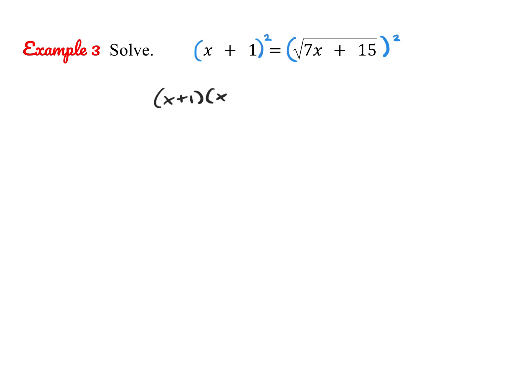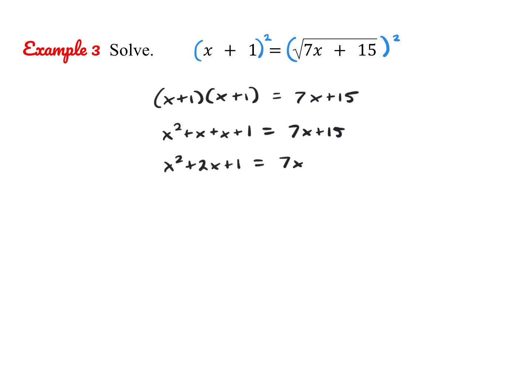Remember, x plus 1 squared, we cannot distribute an exponent to a sum or difference. We have to FOIL out this binomial. So this problem is a little bit more involved. If you multiply this out, we get x squared plus x plus x plus 1, so x squared plus 2x plus 1.